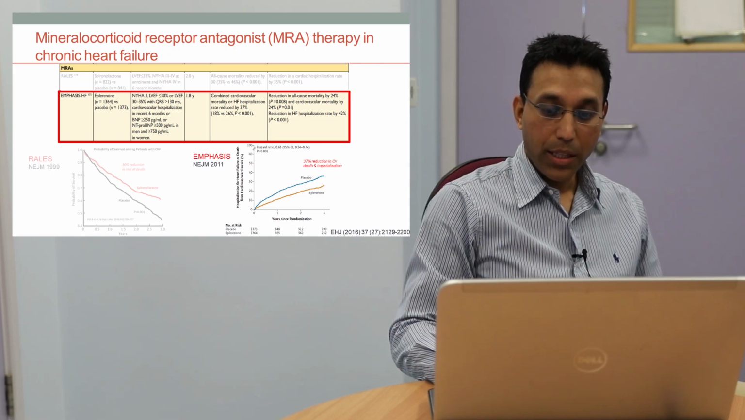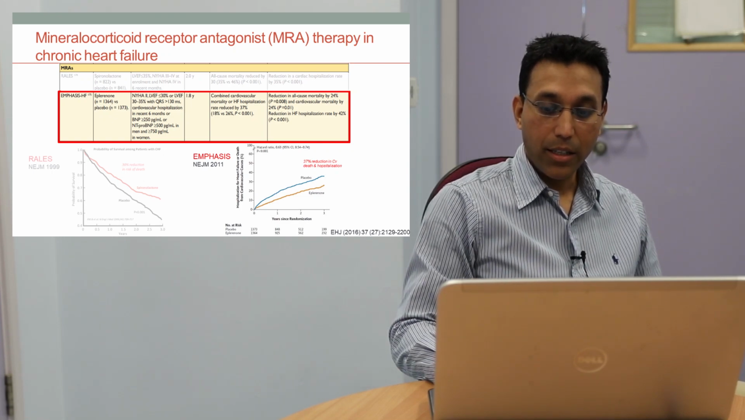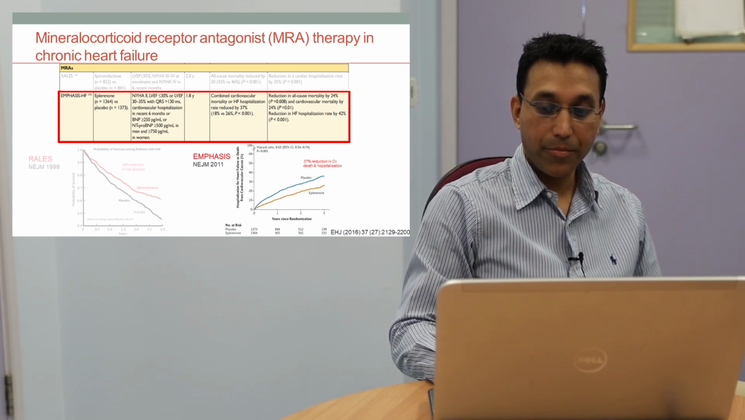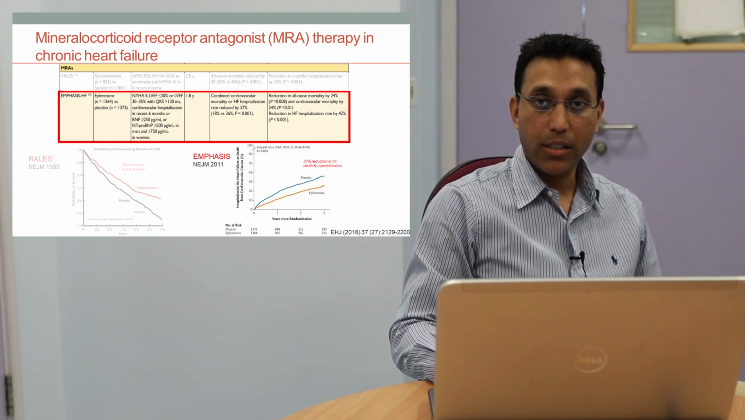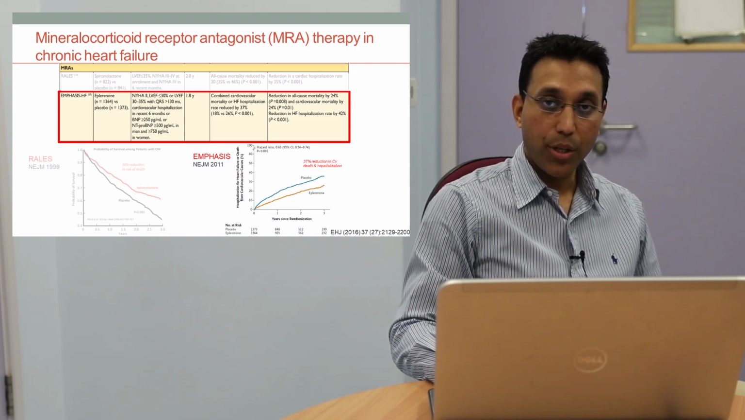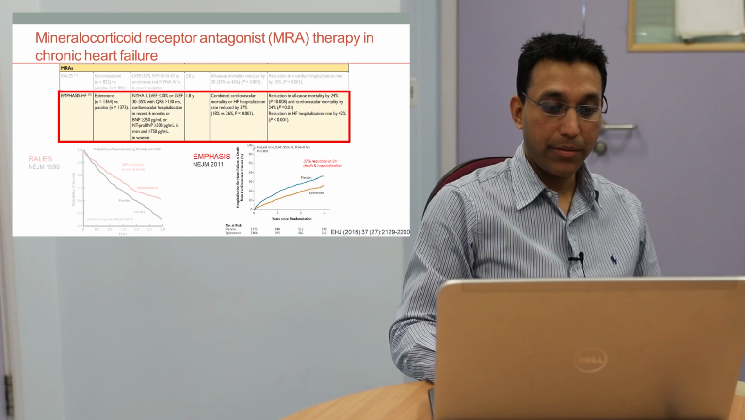The patients had been hospitalised for a cardiovascular reason, approximately half for heart failure within 6 months, or had a BNP greater than 250, an NT-proBNP greater than 500 in men, 750 in women.